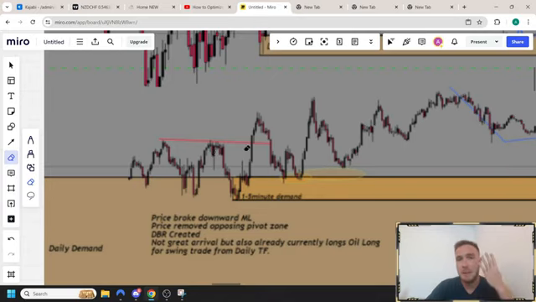It's happening in 3, maximum 4 candlesticks. It's not taking 10 candlesticks. It's not taking 12 candlesticks. It's accomplishing all of this within 3 candlesticks. Once prices come back in here, that's when we enter our buy setup.